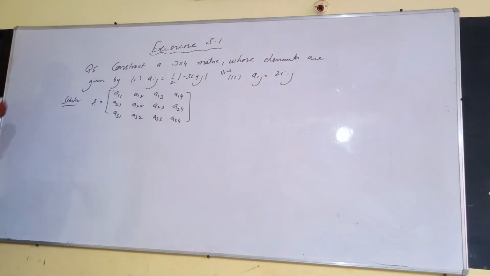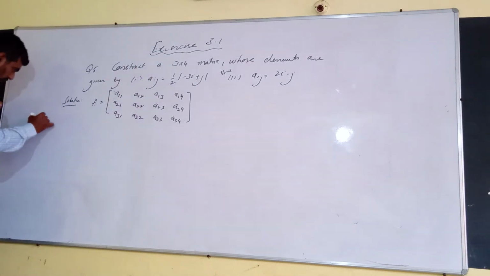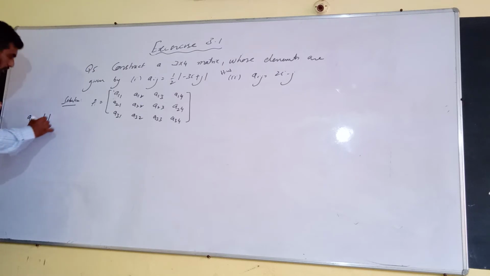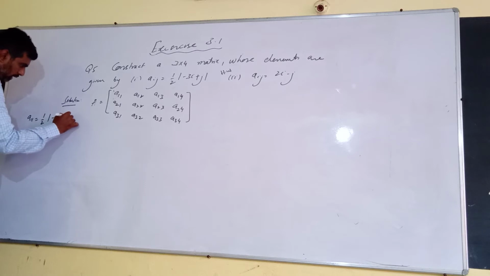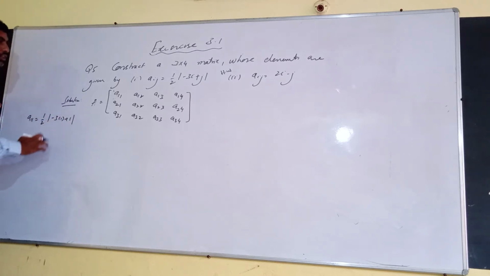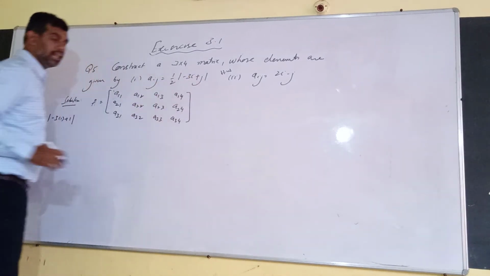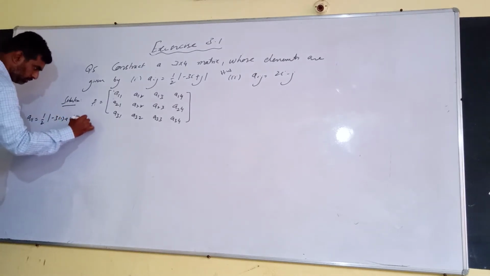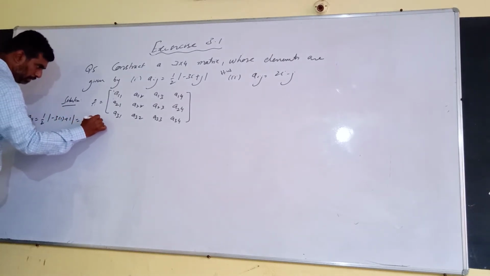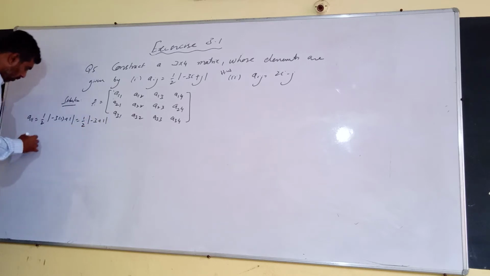Now, first row, first column, you put here 1 by 2 into absolute value of minus 3 into 1 plus 1. These lines are indicating absolute. So, 1 by 2 into absolute value of minus 3 plus 1.